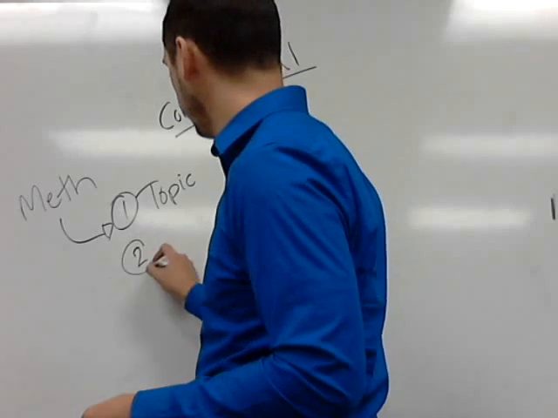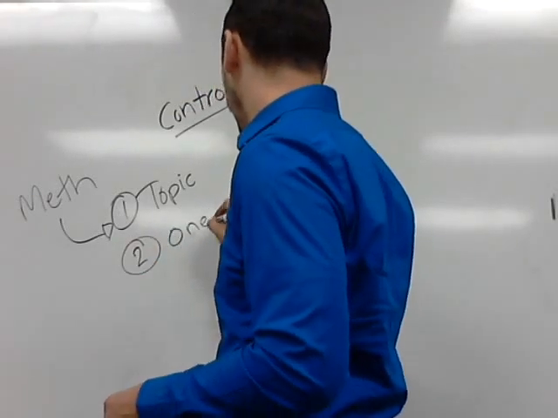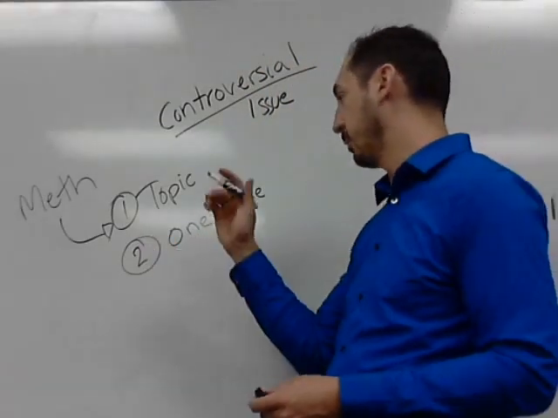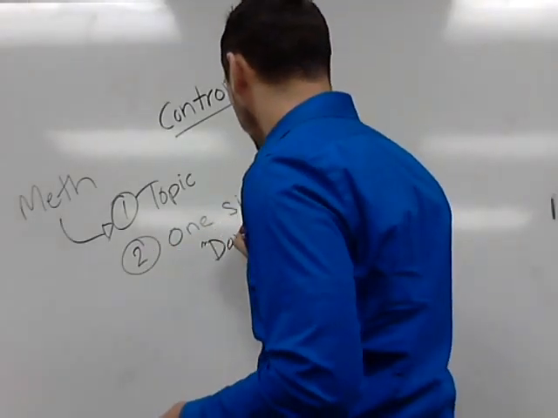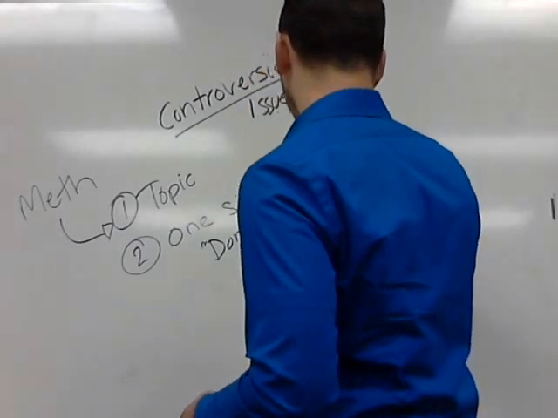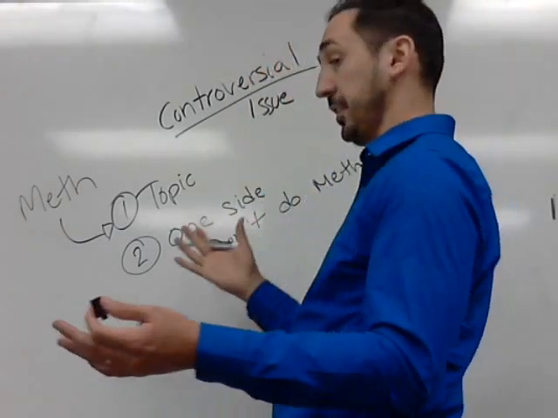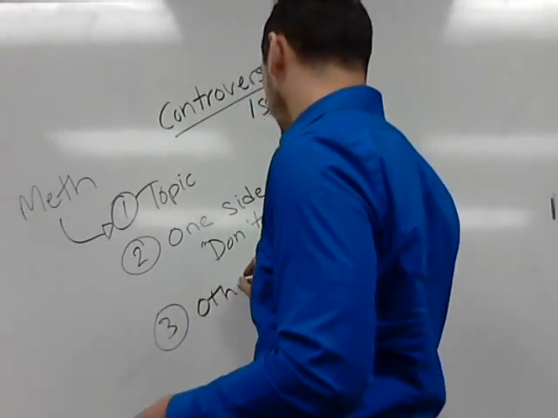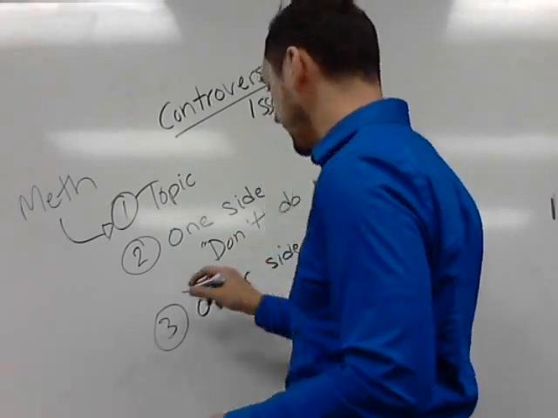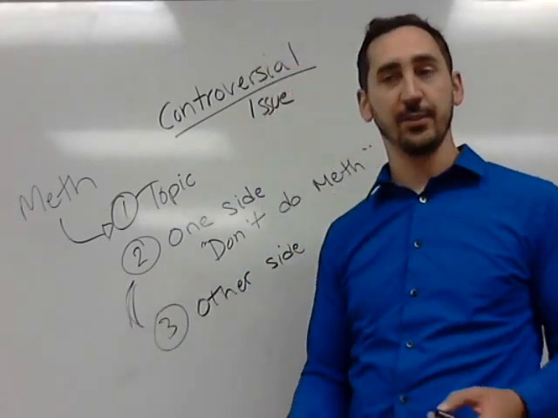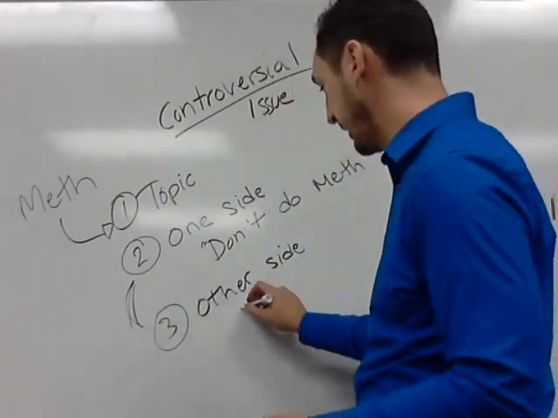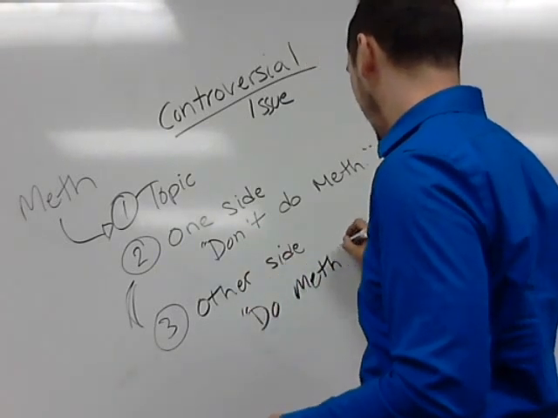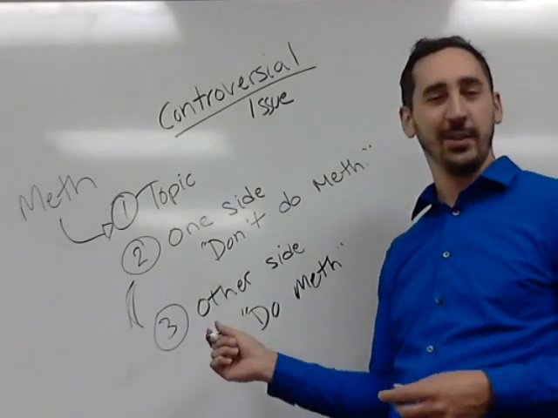The second section then is going to be one side of the argument. If you're doing meth, that would be generally, don't do meth. Pretty easy. But then the problem becomes in section 3, when you're doing the other side, these two, 2 and 3, should really be the opposite of each other. So at that point, your essay becomes either don't do meth or do meth. And obviously, no one's really going to support that side of the argument.